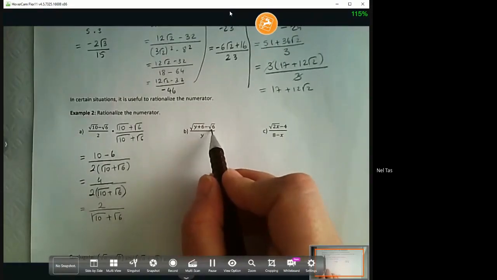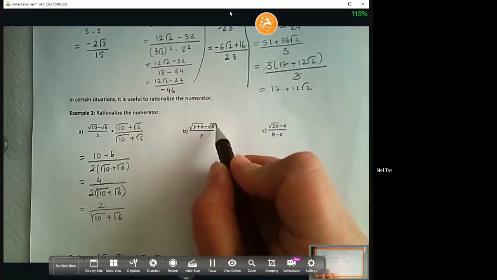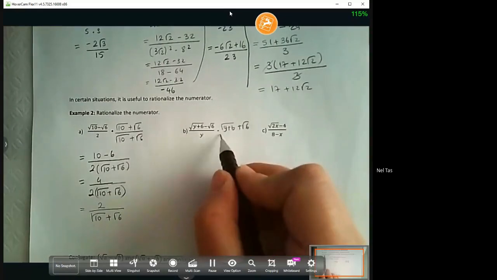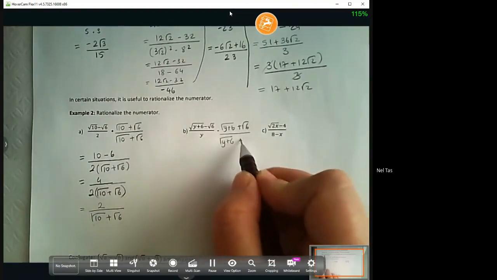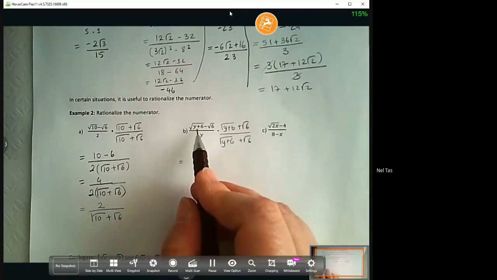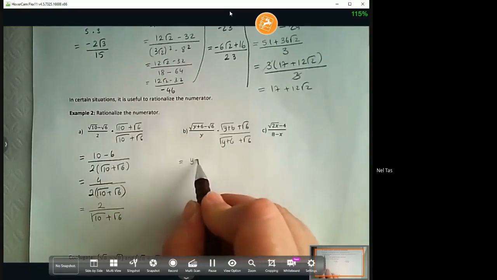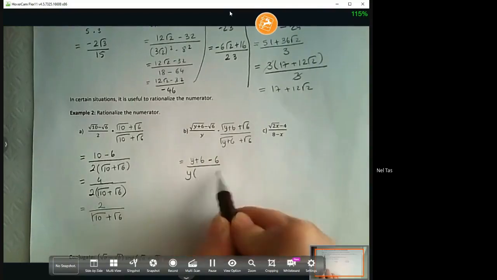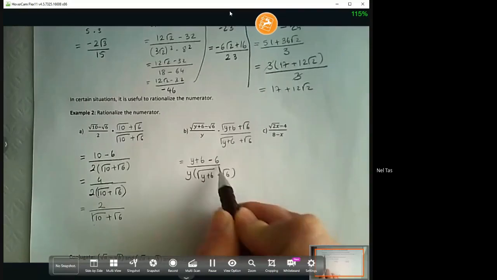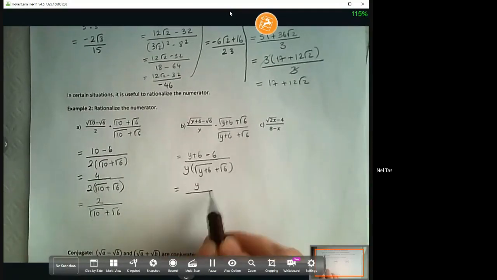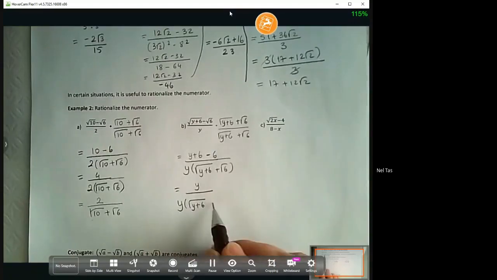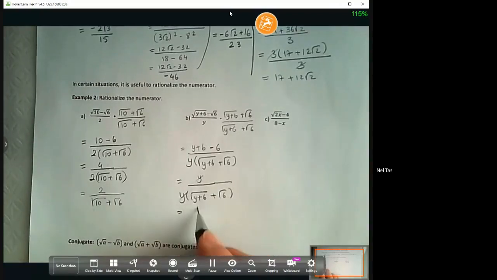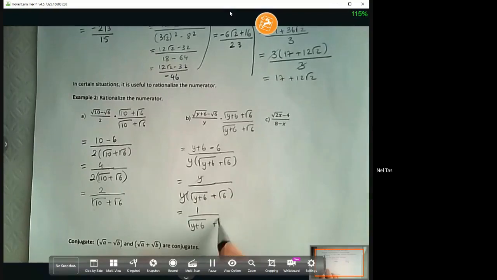We have root y plus 6 minus root 6 over y. Conjugate of numerator is root y plus 6 plus root 6. And we multiply the denominator by the same thing. So what do we get? Root y plus 6 squared, which is y plus 6, minus root 6 squared is 6, over y times root y plus 6 plus root 6. So this gives you then y over y times root y plus 6 plus root 6. Now simplify y and y. You get 1 over root y plus 6 plus root 6.